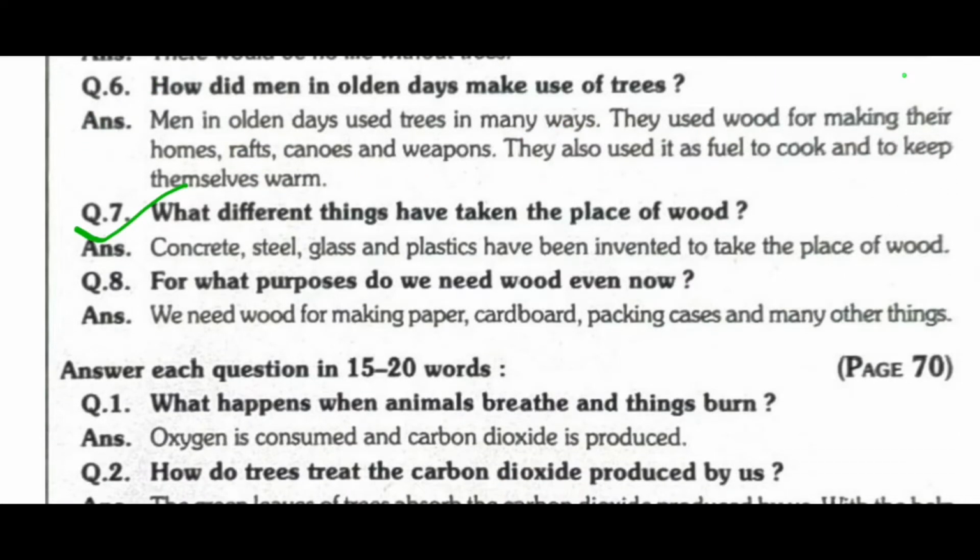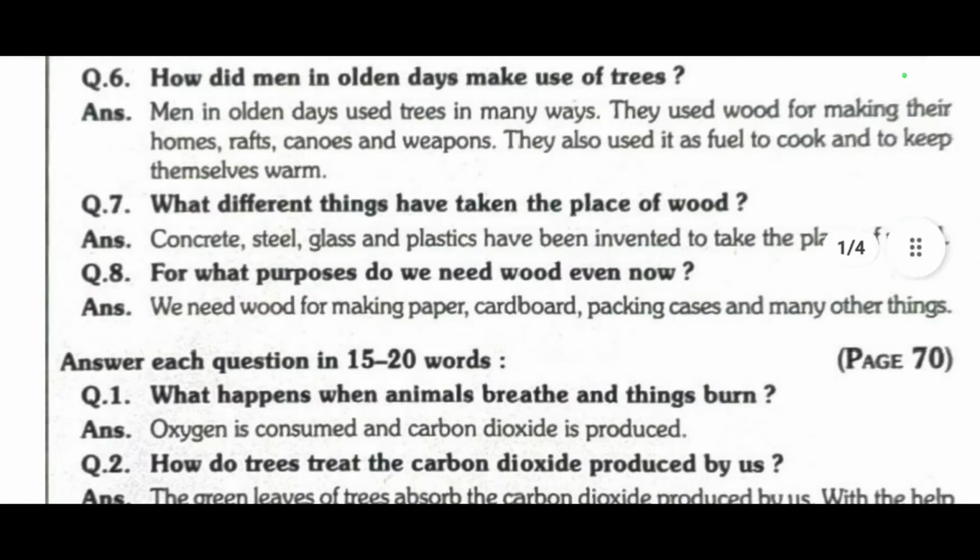Then question number 7, what different things have taken the place of wood? Concrete, steel, glass, and plastic have been invented to take the place of wood. Question number 8, for what purposes do we need wood even now? We need wood for making paper, cardboard, packing cases, and many other things.